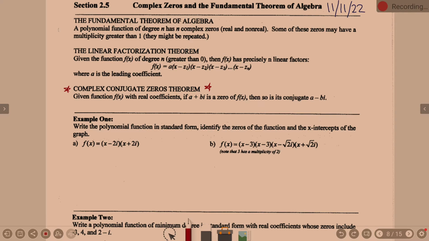And ironically enough, I'm teaching the same stuff in Algebra 2 right now. It's really kind of interesting.